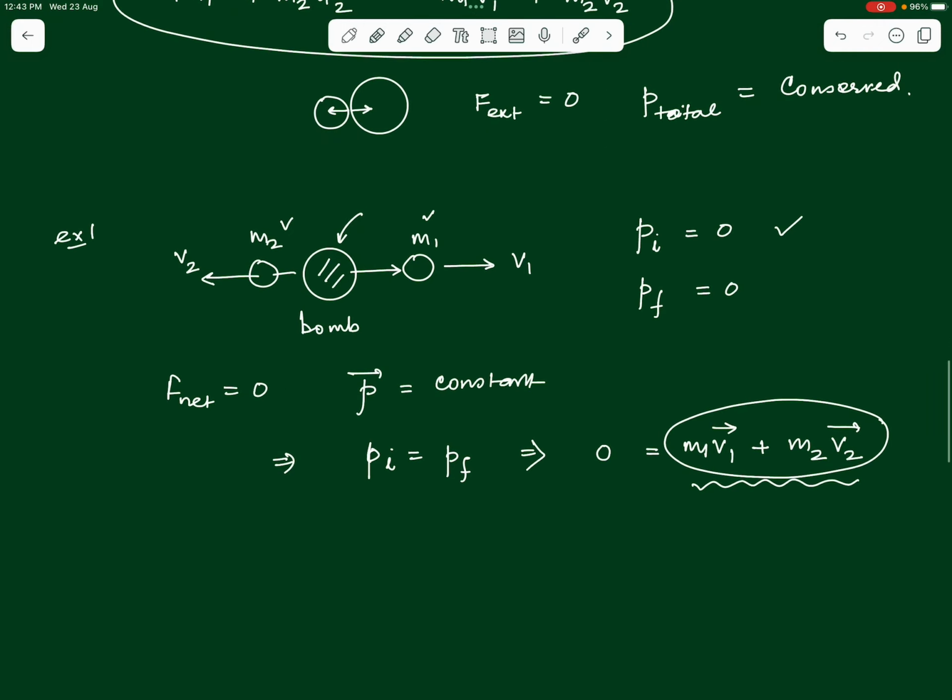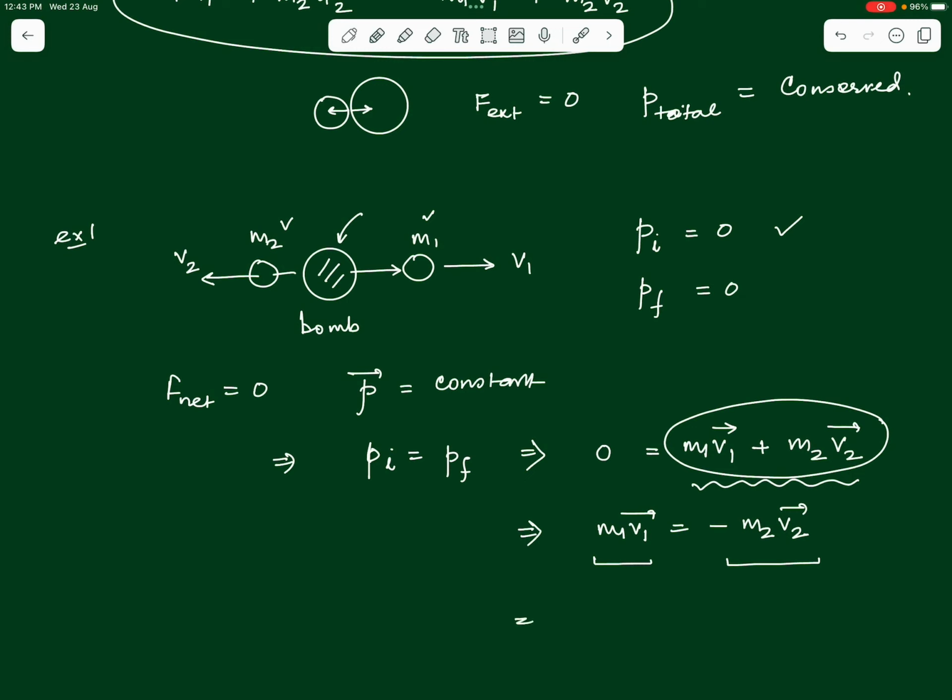Right? And can we say their net momentum must be 0 because initially the momentum of the bomb was 0. Now from this expression, what are we getting? Do you see we are getting m1 v1 is minus of m2 v2. What does that mean? That means that the momentum of the first particle should be just equal and opposite to the momentum of the second particle, so that when we add the two momenta, they add up to give you a 0 value, right?